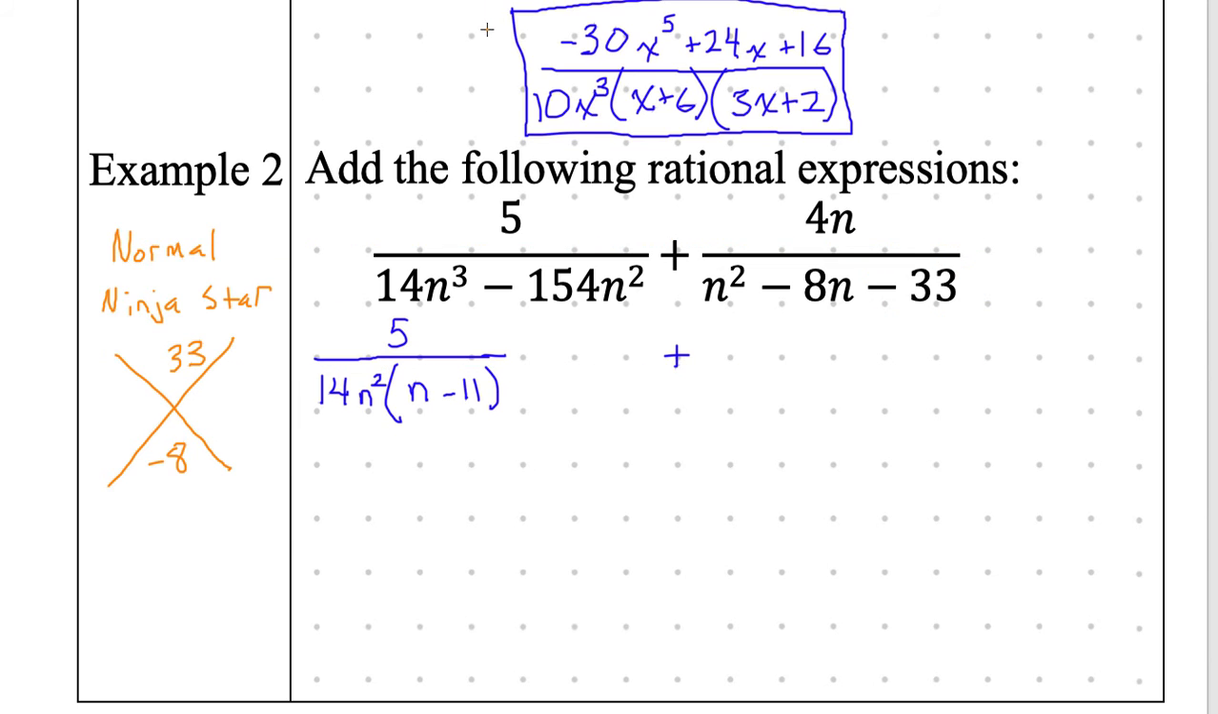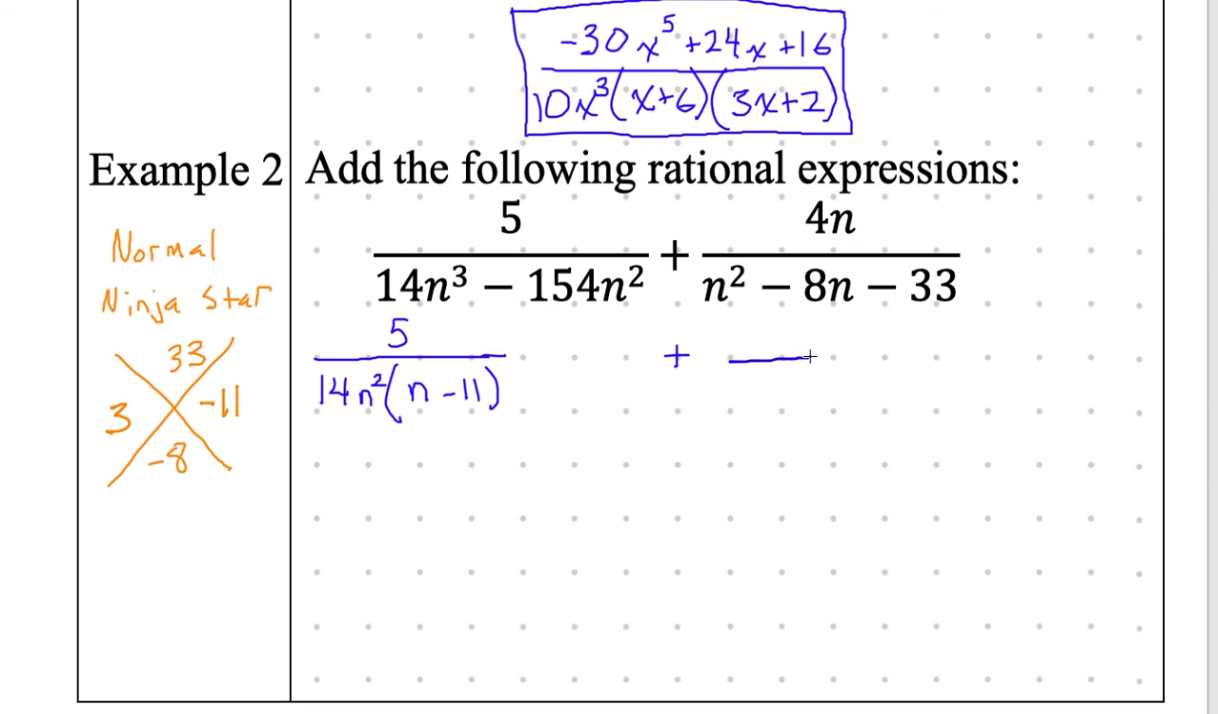Alright, so from here, we need to figure out what multiplies to 33 and adds to negative 8. So we know that we're going to have some sort of negative. The bigger one needs to be negative because the bottom is negative. So start listing factors of 33. 1 and 33, it doesn't work. 3 times 11, oh yeah, that'll work. So 3 and 11. And then the bigger one needs to be negative. There's our answer.